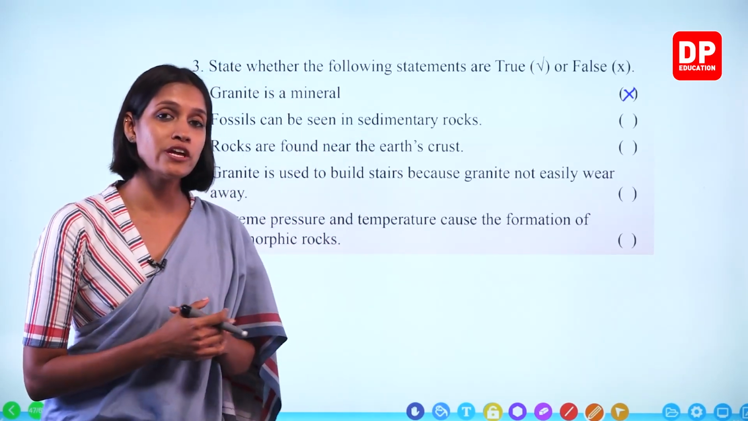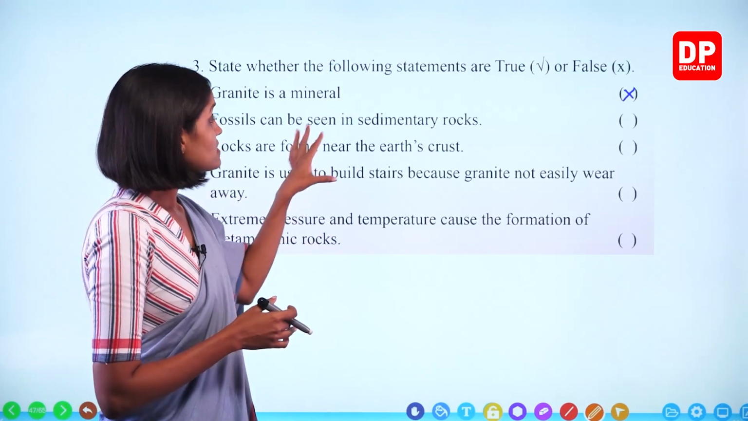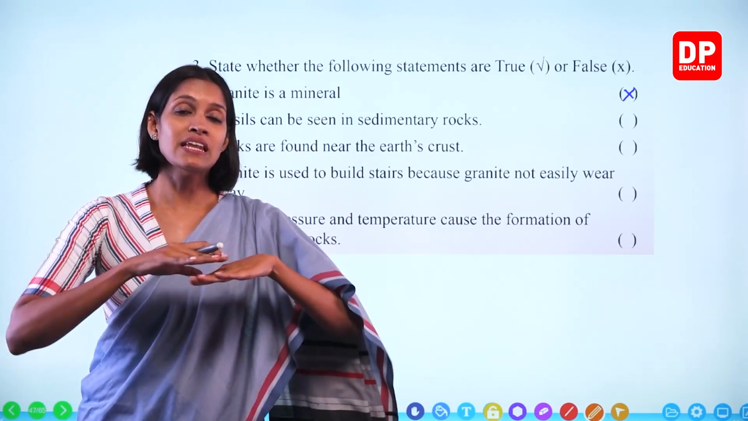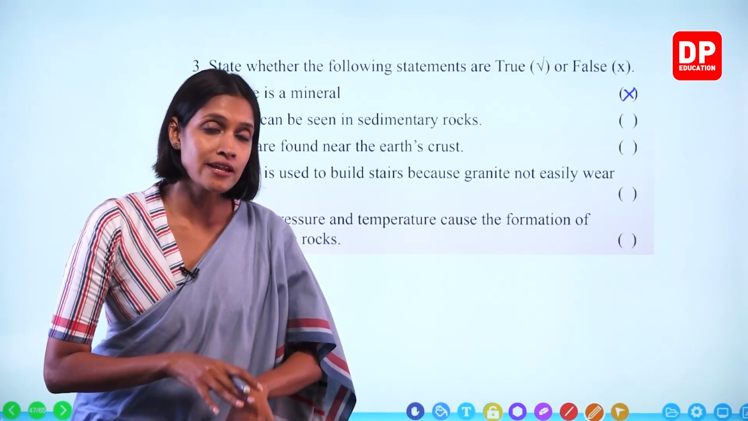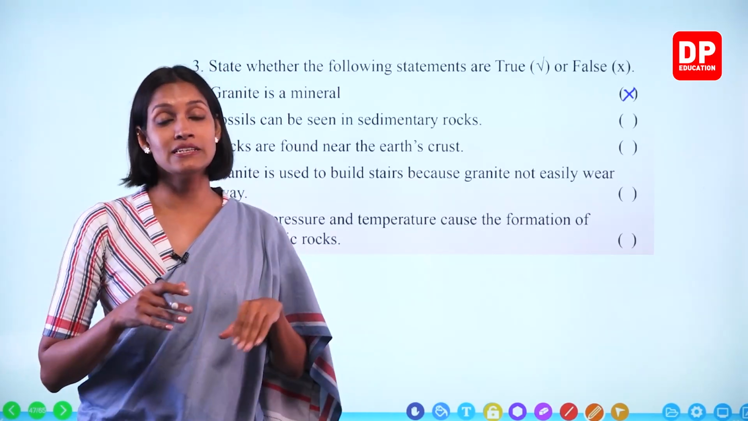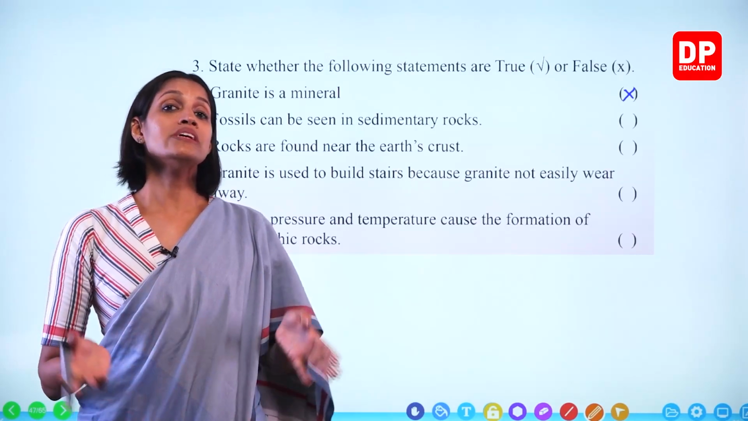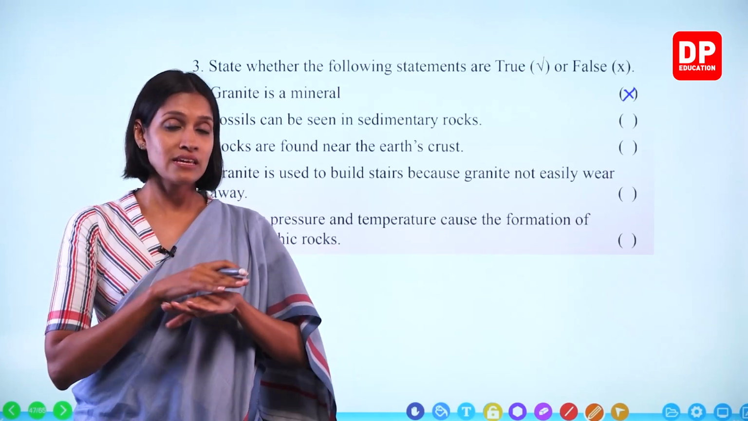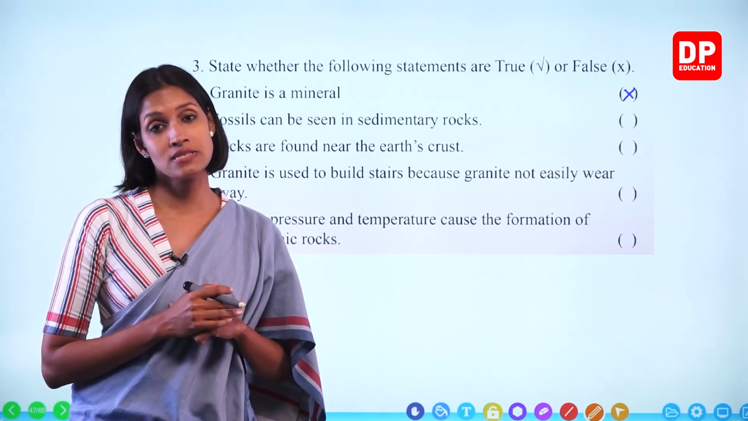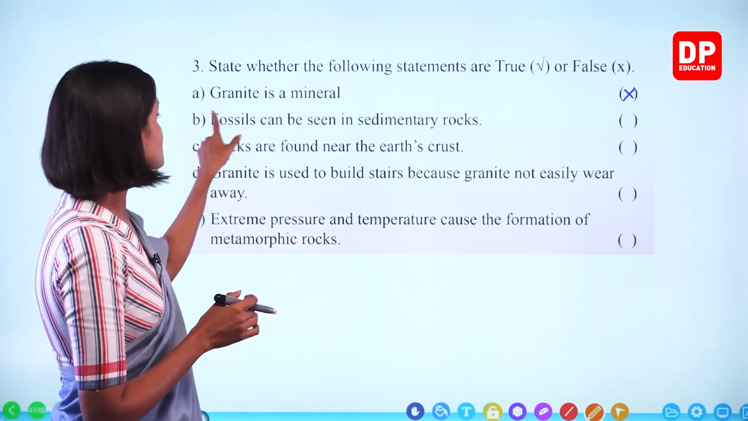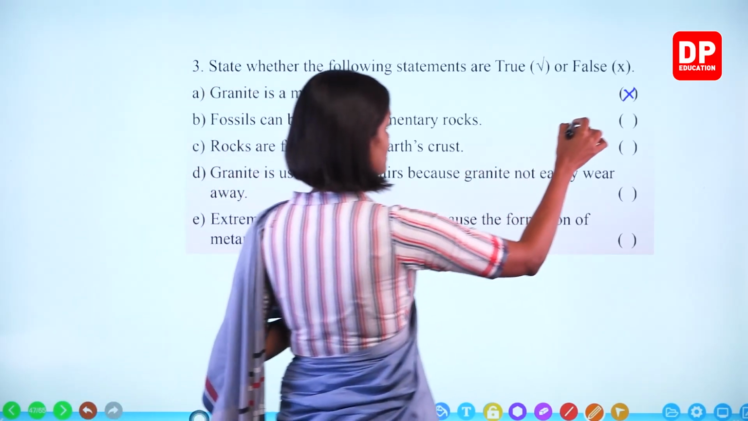Even earlier I explained to you all, when these different types of rock pieces get layered up to form sedimentary rocks, sometimes buried plant and animal matter also can get layered up, right? So due to buried plant and animal matter layered up over a long period of time, over millions of years, fossils are formed, right? Therefore, fossils can be seen in sedimentary rocks. That is correct.